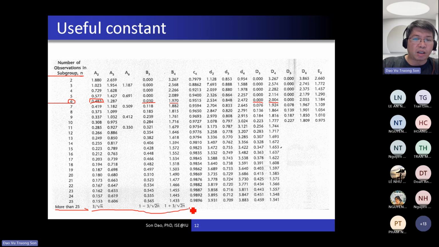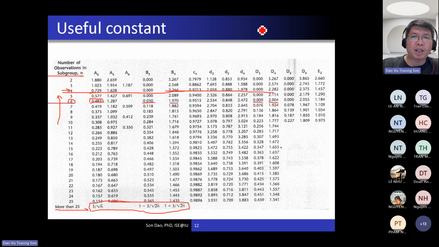You can just use an experimental formula for those constants over here. But most likely you will see the number of observations per subgroup will be less than 10, so you have to choose accordingly. For example, if the number of observations per subgroup is 4, then you use everything in this row.